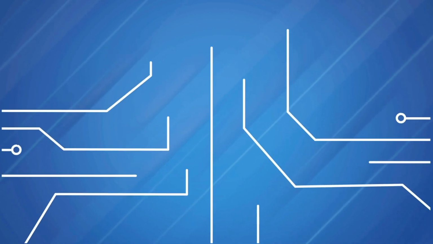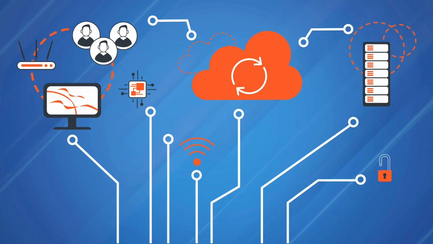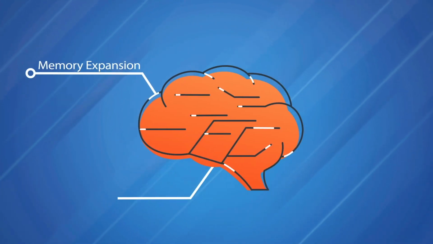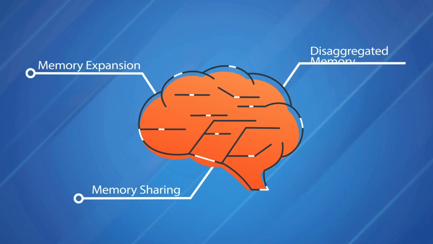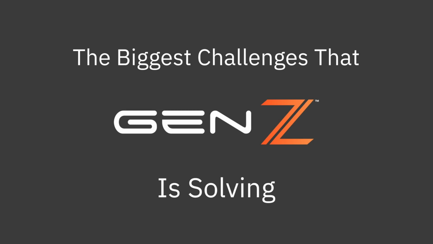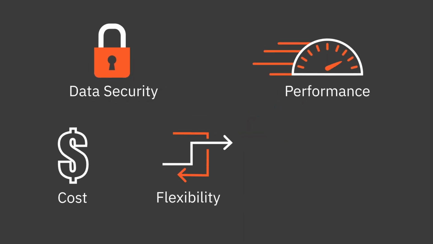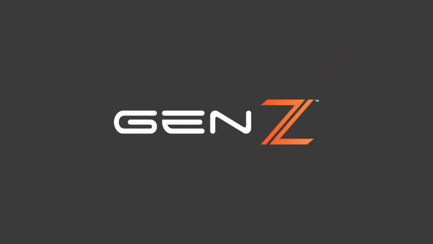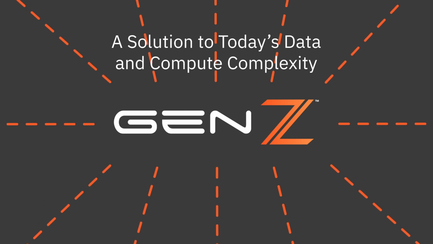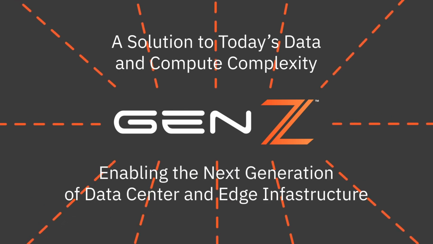Executing time-sensitive analysis from ever-expanding data sources requires increasing processing requirements, calling for new memory system architectures that include memory expansion, memory sharing, and disaggregated memory. This contributes to the biggest challenges that Gen Z is solving: data security, performance, cost, flexibility, and composability. Gen Z's interconnect technology is a solution to deal with today's data and compute complexity, and is enabling the next generation of data center and edge infrastructure.